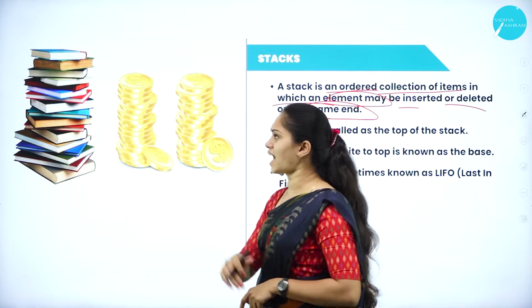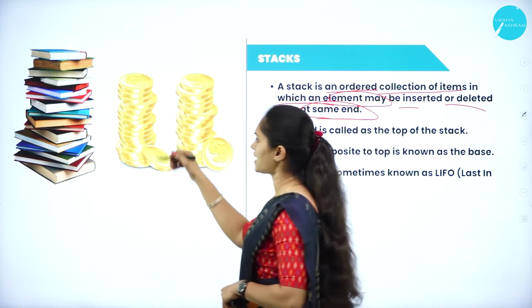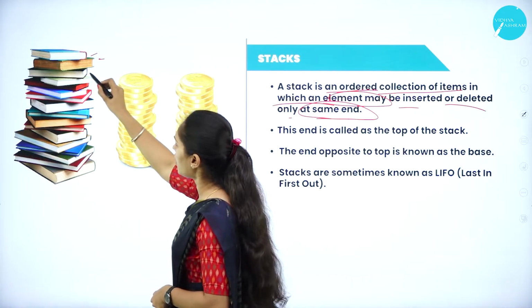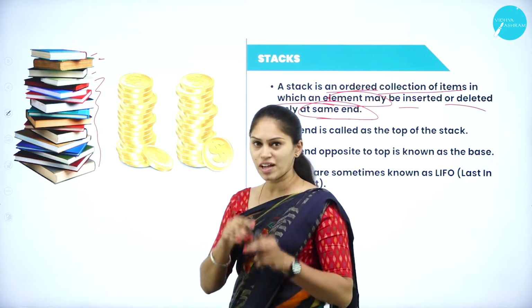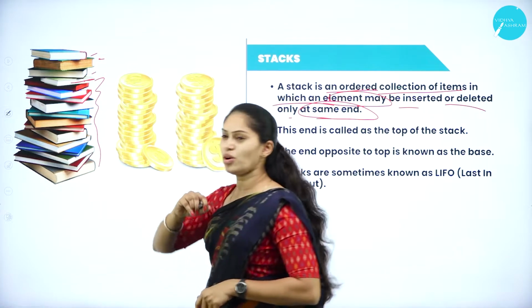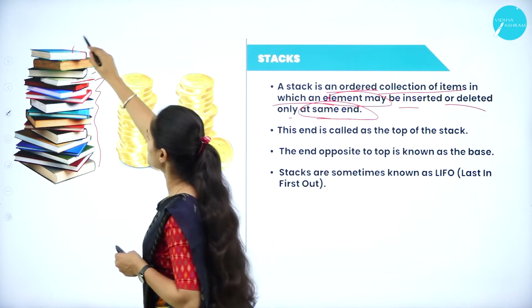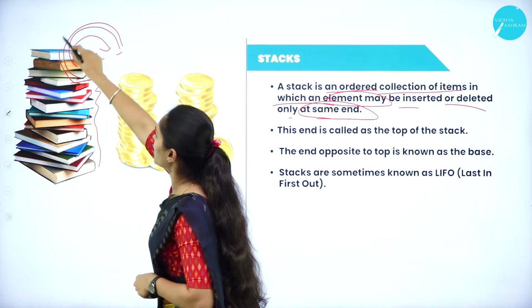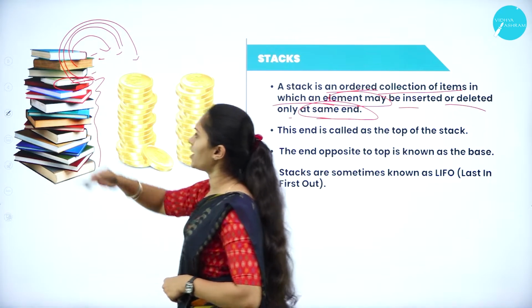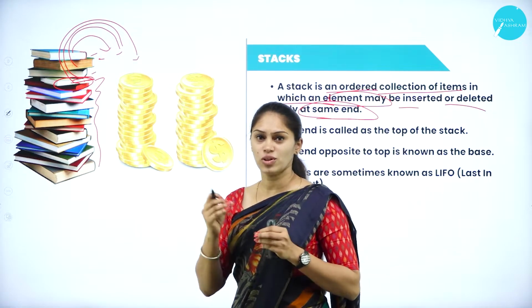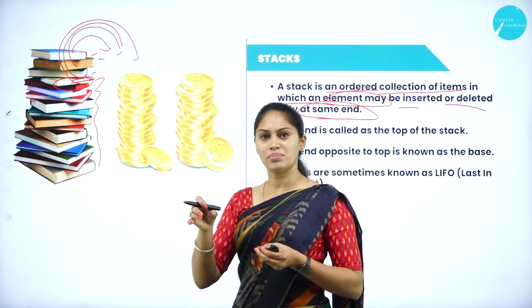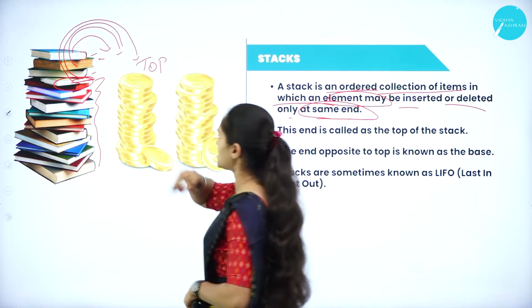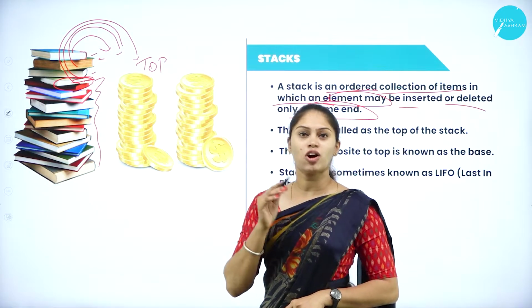So if you look into the example, here I have a stack of books and a stack of coins. So how can I define this as a stack? Because this is an ordered collection of elements. If I want to pick this book, how am I supposed to do it? I have to remove this book first. Then I have to take this book out. Then this one. After this one, then I am going to get the book or element which I require. So insertion and deletion will happen only at the same end. I can call that end the top of the stack.